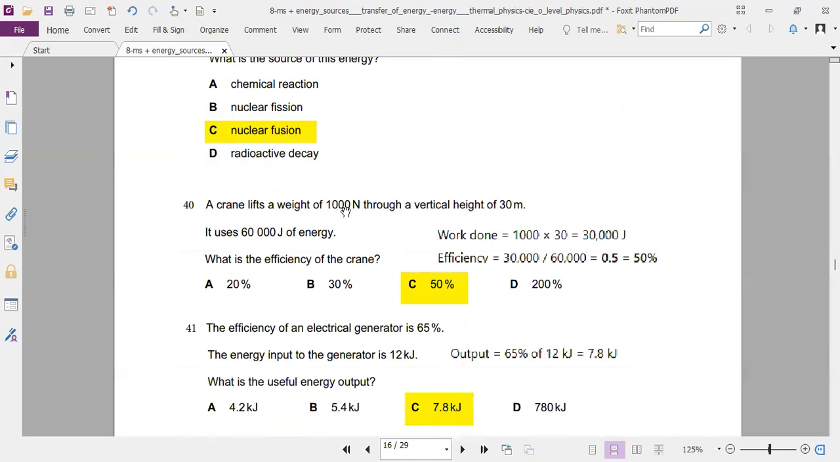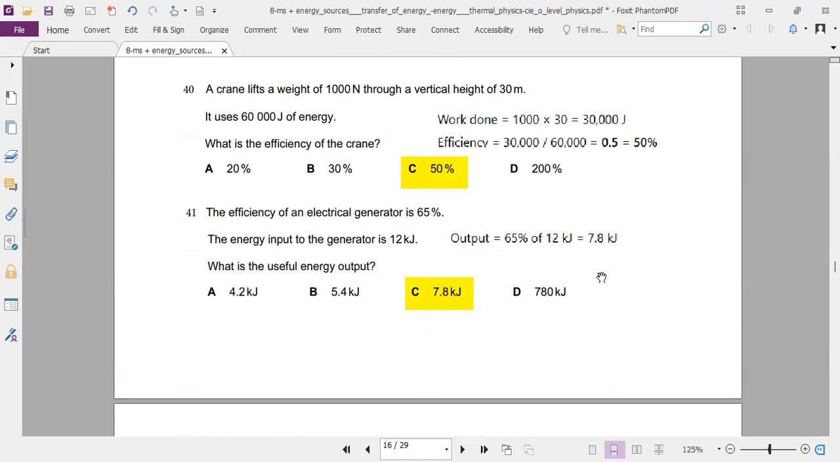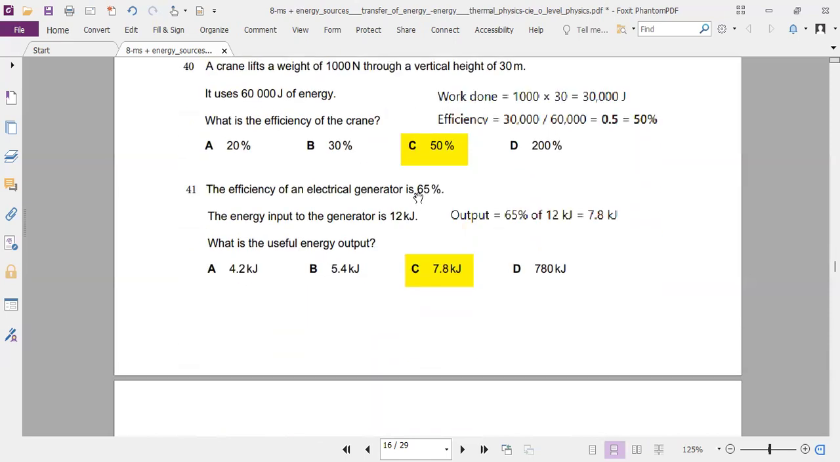The efficiency, so work done calculated this much. Efficiency, the 60,000 is the energy used, so efficiency is 50%. So if the efficiency is given as 65 and input is this, what is the output? Output will be 65% of this, 7.8 kilojoules.